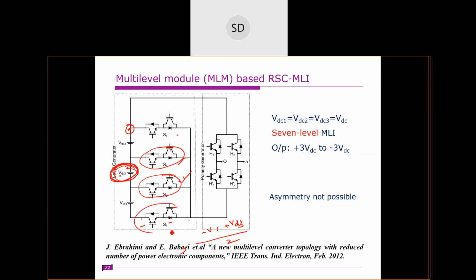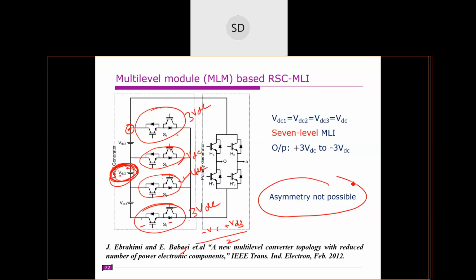So that means these outer switches are rated for 3 VDC, and these inner switches are rated for VDC2, or in other words, these are rated for VDC. And another thing is, it will not support asymmetry. So whatever the sources, they must be the same. So this is about this multi-level module. The advantage with this multi-level module is only one switch is conducting, but there are several drawbacks. So usually this is not preferred.